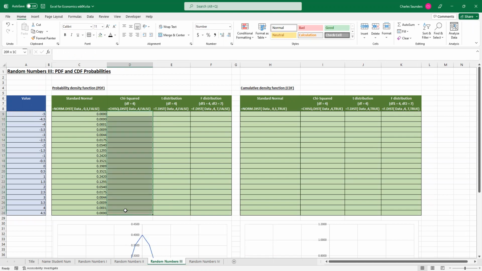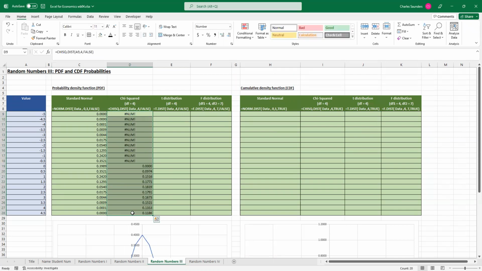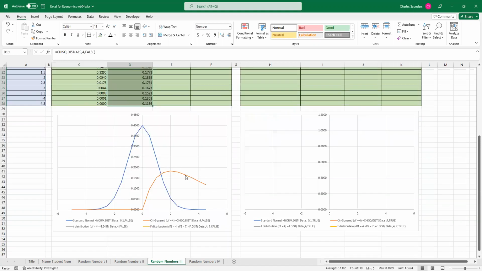If we look at the chi-square, we can do the same thing, where we take the chi-square distribution. We want our data, which is A9. Degrees of freedom, we're going to choose 4, and we want false again for the PDF. And here we get a bunch of NUMs. Why? Because the chi-square is just that squared, so it has to be positive. So the probability below 0 doesn't even make sense to it. At 0 and above, it makes sense, and you can see that it's starting its long tail out to the right.